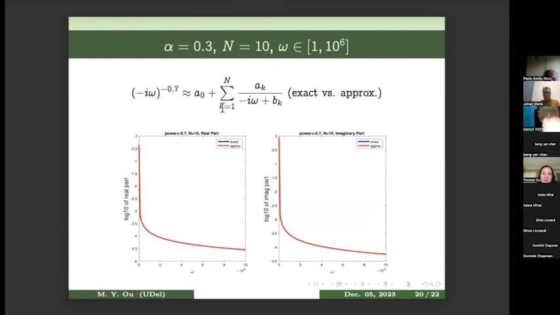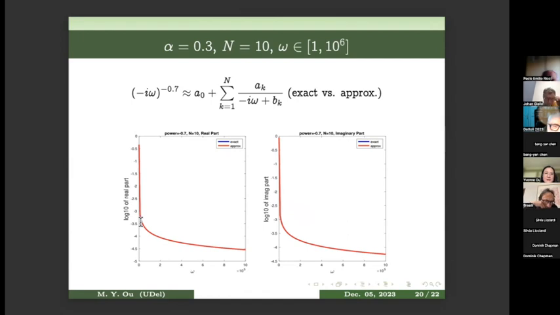For this interpolation problem, the red part is the approximation and the blue part is exact. So this is the real part of the kernel, and this is the imaginary part of this kernel. As you can see, they are almost indistinguishable from frequency 1 to 10 to the 6. The only thing, if you look very carefully, is near the corner here. You can see blue only around here, right?